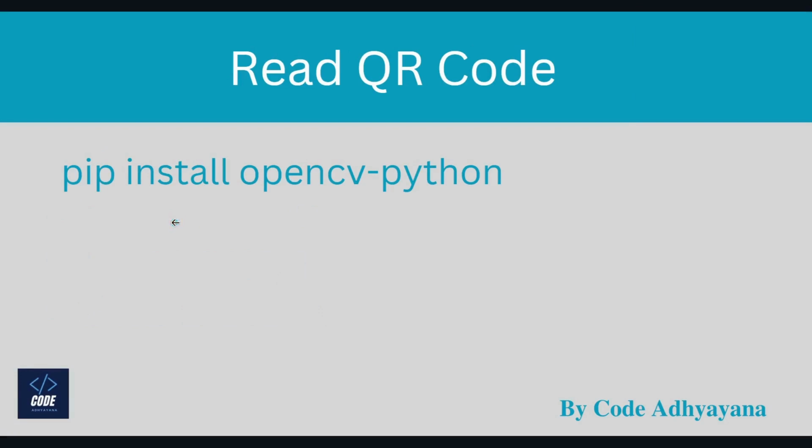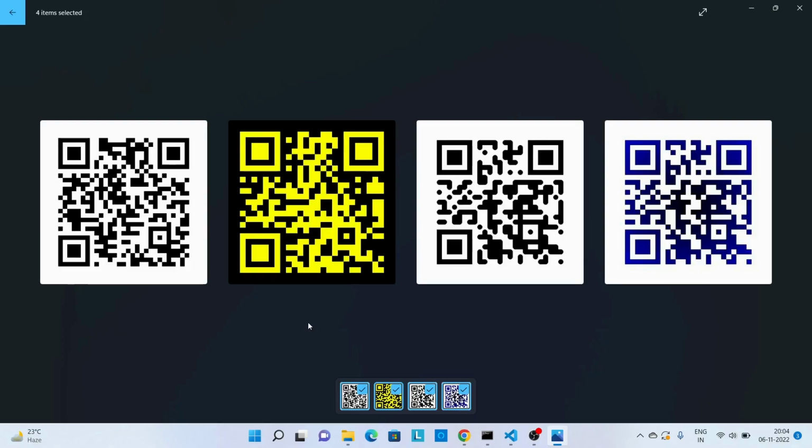Hi, in the last demo we saw how to create a QR code, and in this video we are going to see how to read a QR code. We are going to use the OpenCV Python package to read and decode the QR code. These 4 images have been created in the last demo. Now let's see how we can read them.